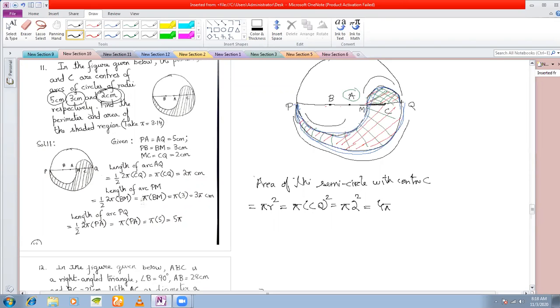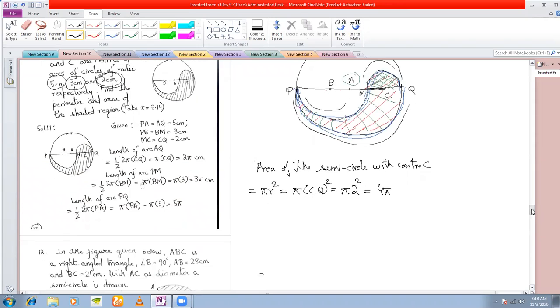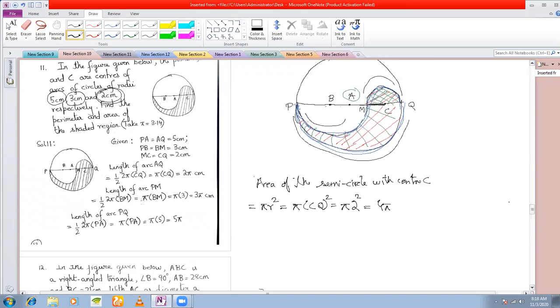As I told you in the beginning also, whenever you're doing problems on circles, don't be in a hurry to put the value of pi. You can put the value of pi later on also. After your addition, subtraction, multiplication, you can put the value of pi later. Most of the time it will benefit you.